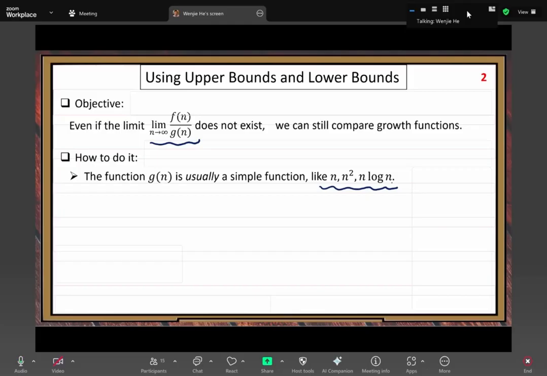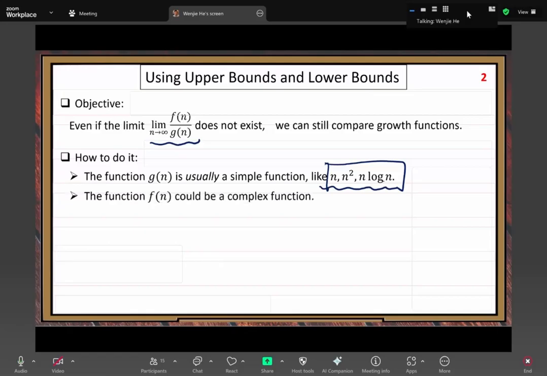Remember? Last time we did 2 rounds of simplification. The first round, we drop all the minor functions. Second round, we drop the leading constant. Those functions we call growth functions. So here we want to use growth functions for the denominator g function for comparisons.